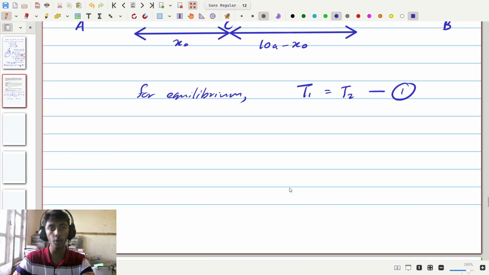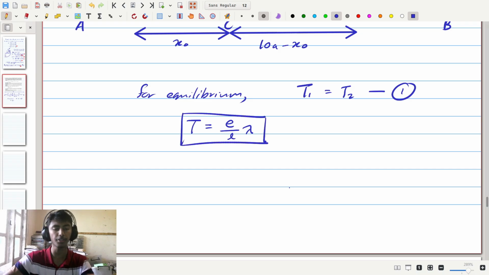Now we can find formulas for T1 and T2 based on the following formula. If you have a string with tension T, extension E, natural length L, and modulus of elasticity lambda, then T is going to be equal to E over L times lambda. So tension is equal to extension over natural length times the modulus of elasticity. Now applying that for T1 and T2, we can write T1 equals and T2 equals.